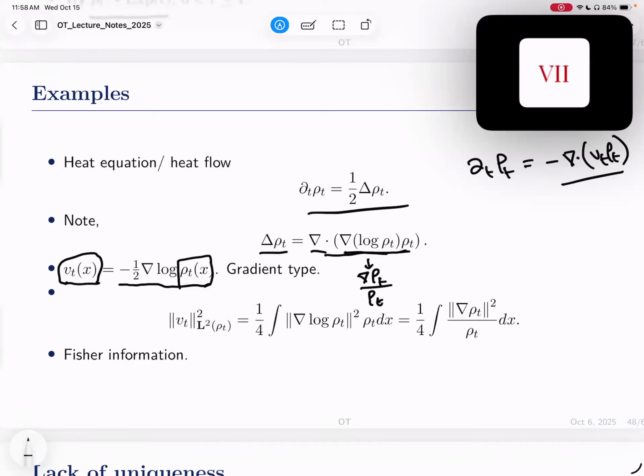This is different. This is an example of what is called a mean field interaction, where the particle, in order to move into the future, must know the configuration of all the other particles. It must calculate rho t itself, then take log, then take gradient, then take negative 1/2, and apply the gradient at its current position to figure out where it should move next. Nevertheless, this is a gradient type. So this is an example of what is called a mean field interaction.